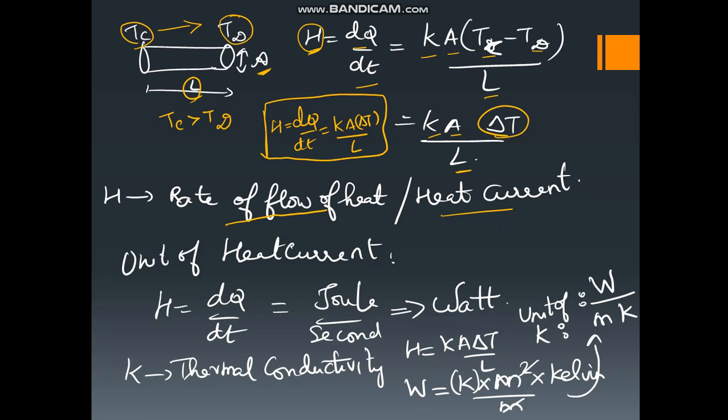Now, what is the unit of heat current, the unit of H? H is equal to dQ/dt. dQ is nothing but heat, and heat is a form of energy. So joule divided by time in seconds gives joule per second, or watt. So watt or joule per second is the unit of heat current, or rate of heat flow.